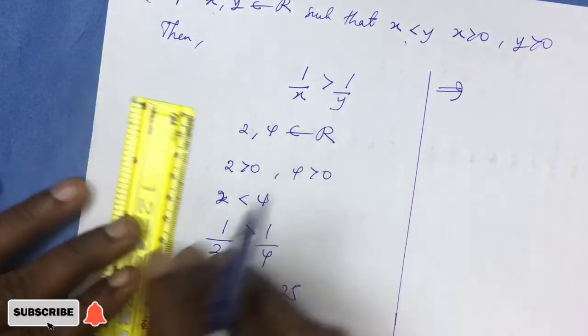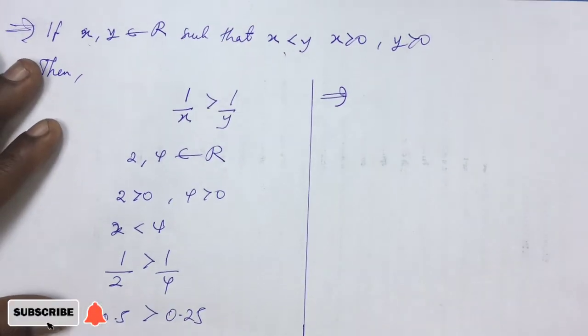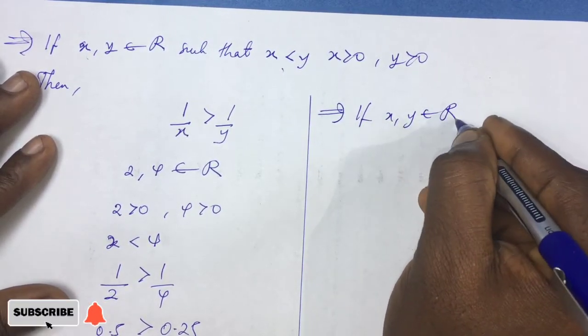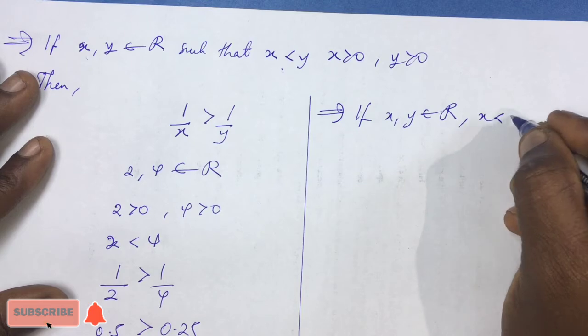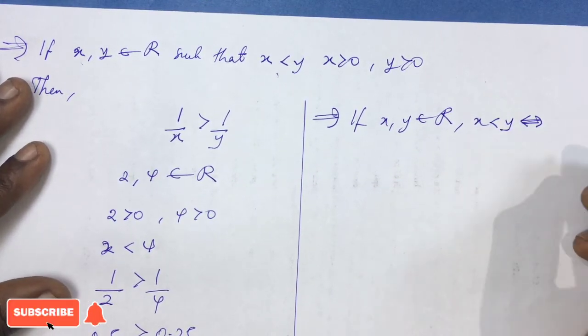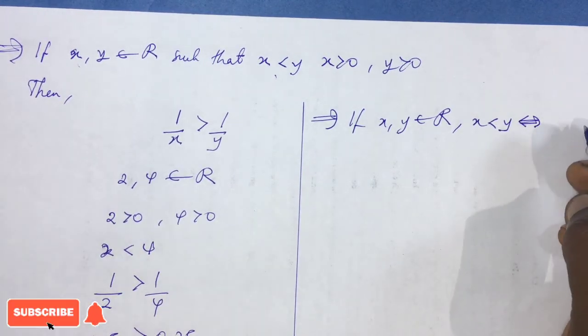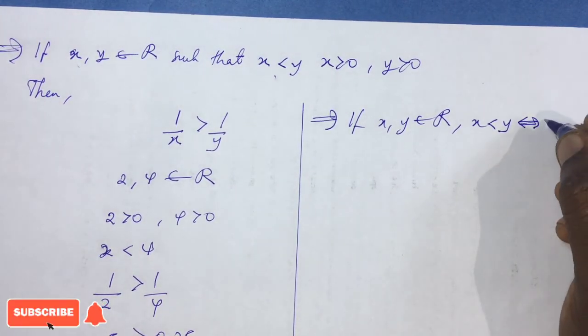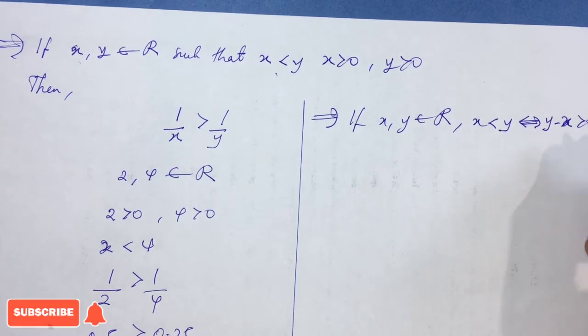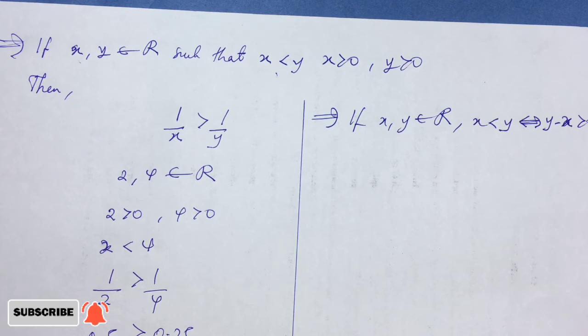So, the next property on real numbers I want to show you is this. If x and y are members of R and x is less than y, take note, this implies, and this would only happen if and only if, y minus x is greater than 0. So it is simple. If x and y are members of R and x is less than y, then it implies that y minus x is greater than 0.